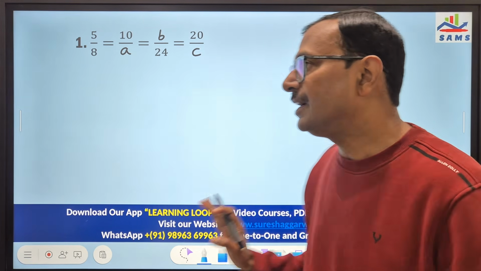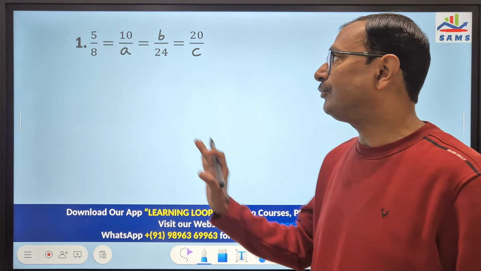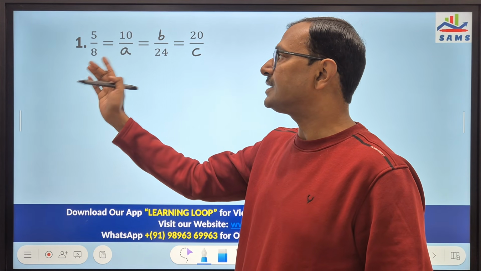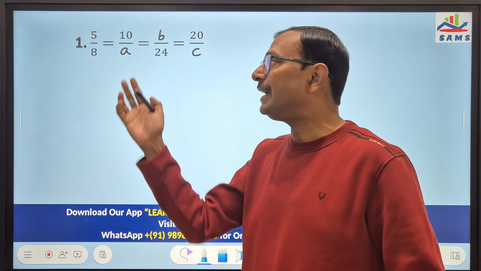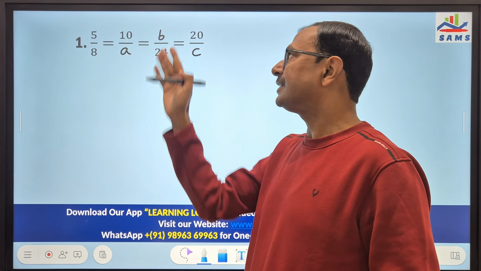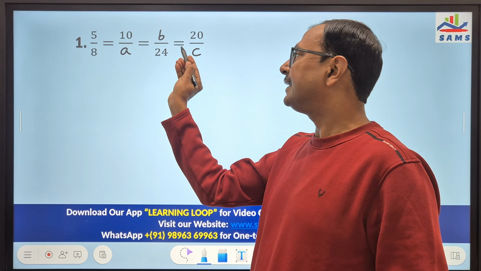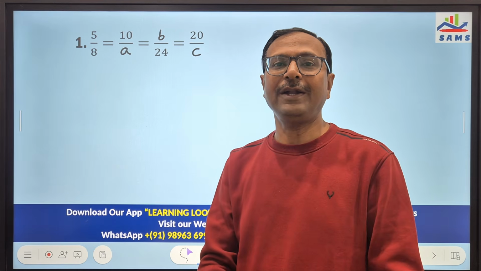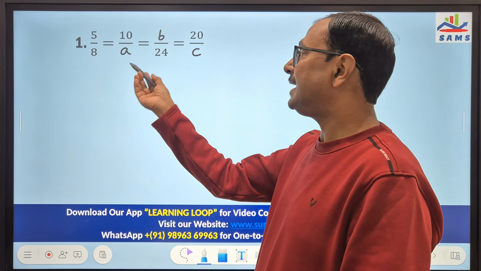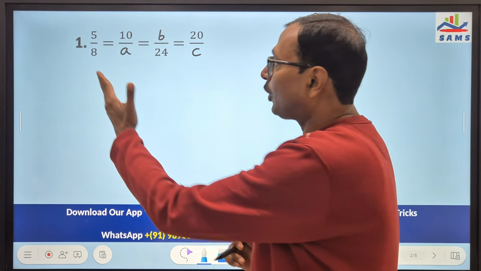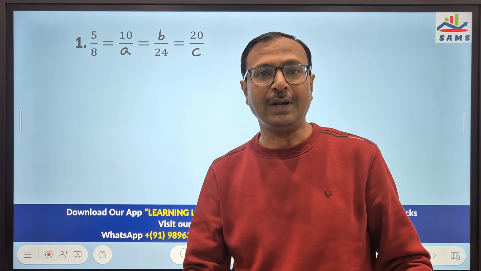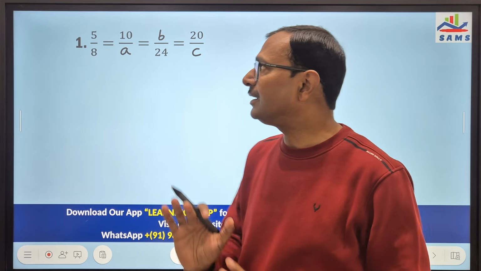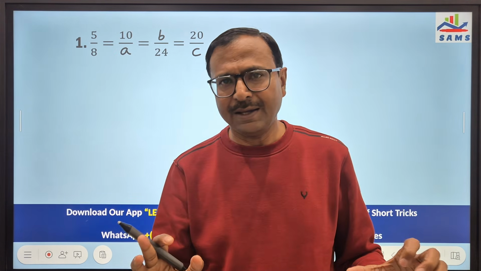So here you can see there is a question where we have four ratios which are separated by equal signs. 5 by 8 equal to 10 upon some variable a, equal to b, another unknown variable, by 24, and then we have 20 divided by another variable c. We want to find out what replaces a, b and c so that all four ratios become equal. That means all four fractions have the same value. And this is one of the easiest things I enjoy doing.